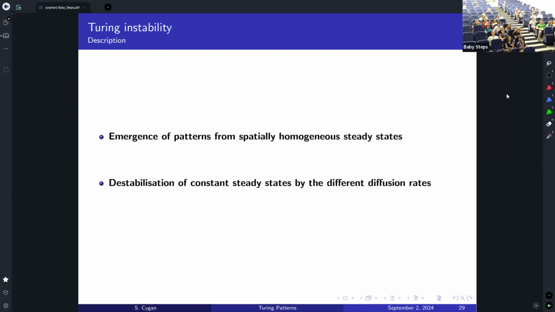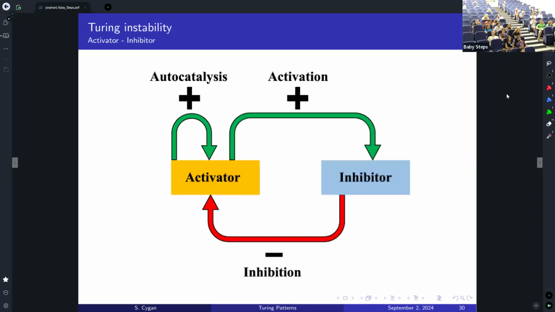So one of them diffuses really fast, and the second diffuses really slow. And then he claimed that there is a possibility that we have a constant steady state, which without the diffusion is stable, but after adding the diffusion, it becomes unstable, and it will lead to the formation of the pattern. And the idea to understand this is the following. We need to have two substances with the following dynamics. They interact between themselves, and one of them will play the role of an activator. I will explain in a moment what it means.